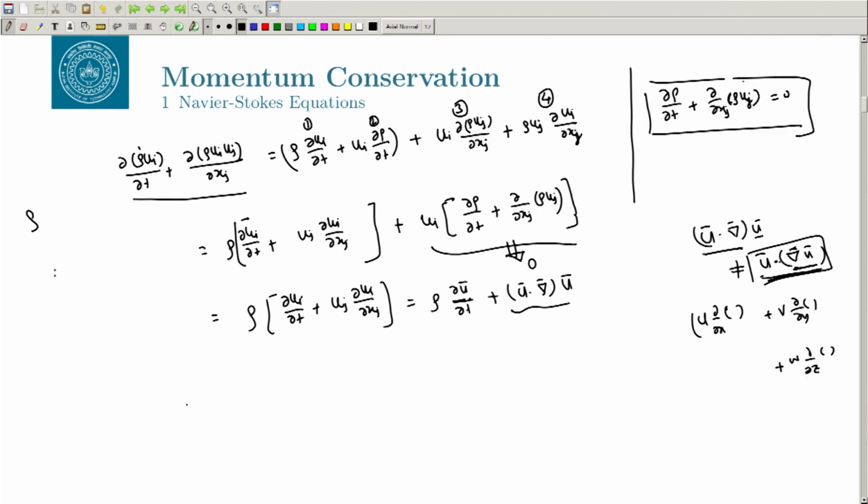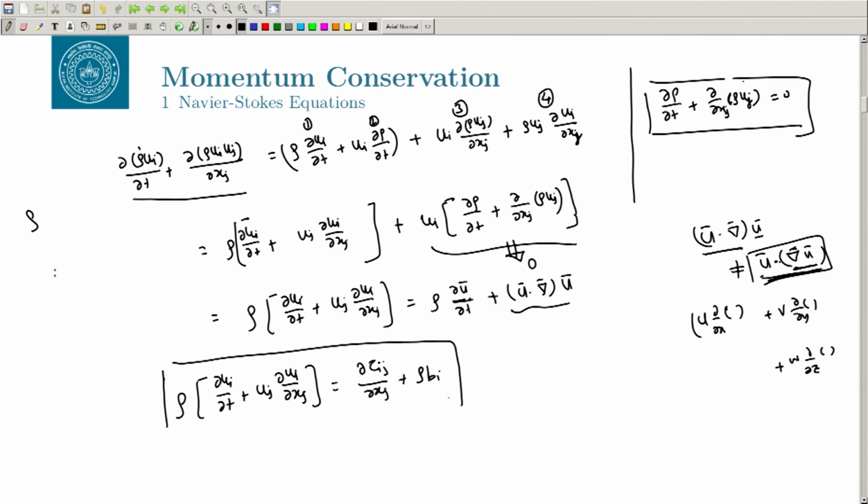then it will give you rho del u_i by del t plus u_j del u_i by del x_j is equal to, right hand side remains unaltered, del tau_ij by del x_j plus rho b_i or rho g_i. This is the body force. So, this is your final form. This is called the non-conservation form.